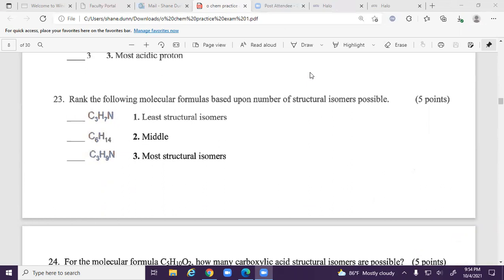So we have that nitrogen right there. That's kind of special, right? Let's draw this out real quick. Technically, I'll give you the answer real quick. Technically, it's 3, 2, 1. And I'll show you why. I have three carbons, right? 1, 2, 3. 1, 2, 3. Nitrogen, double bond, right? And then has one H.